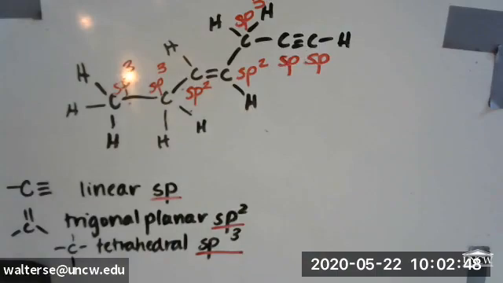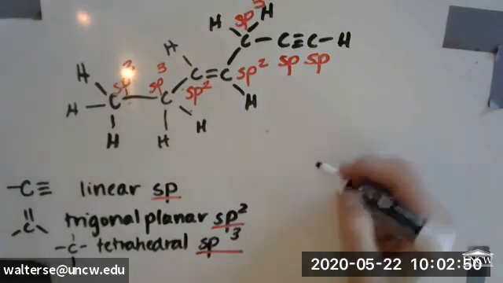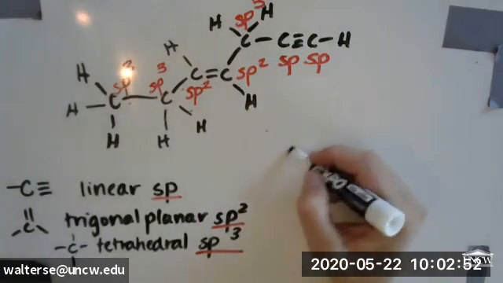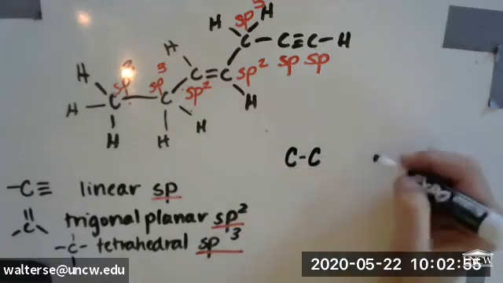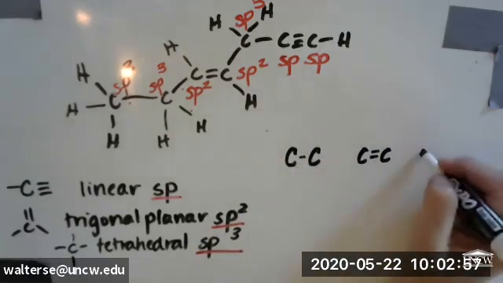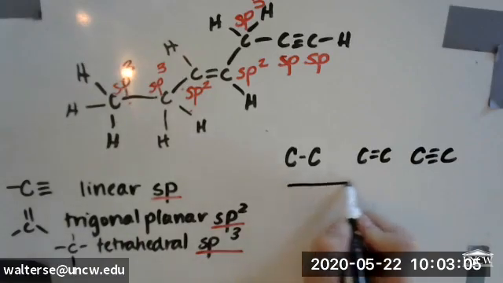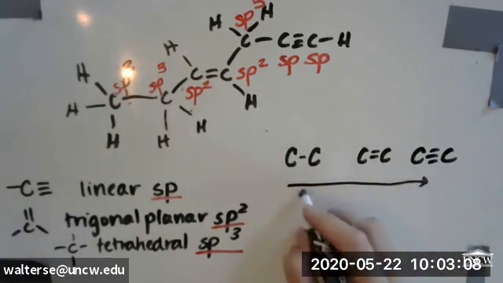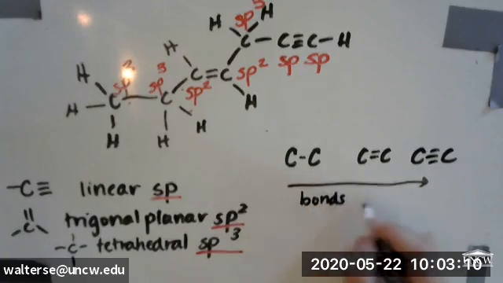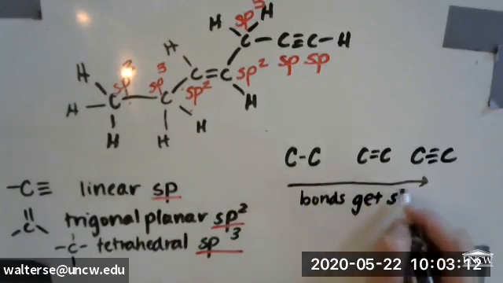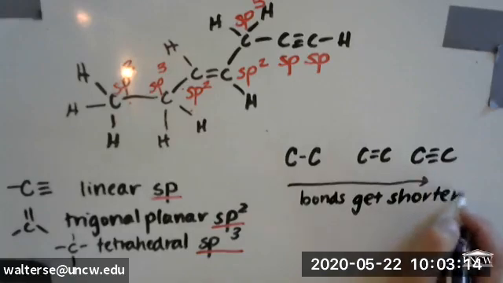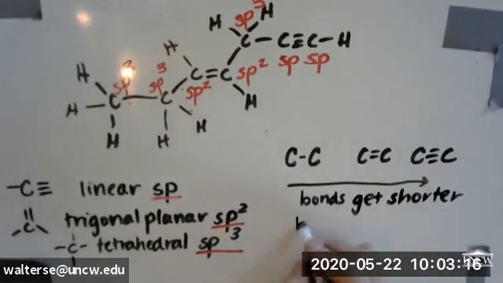The last thing of just general information is if you have a set of bonds between similar atoms, so a carbon to carbon single versus a carbon to carbon double, carbon to triple. If you go in this direction, the bonds get shorter. And as you go in that direction, the bonds get stronger.